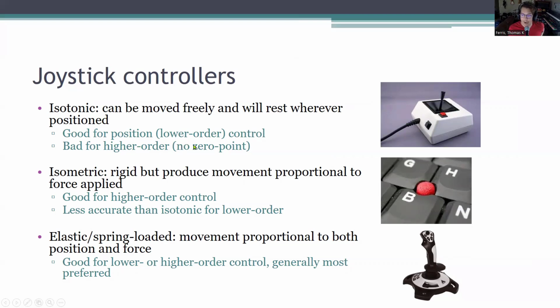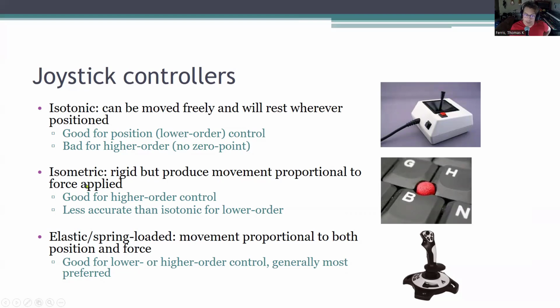Not great for a higher order sort of control. So if I was going to use this to control the amount of acceleration in my Mario Kart game, this would not be a very effective one, because I would have a very hard time getting a nice stable acceleration, or where I want to be. Okay, so that's an isotonic. So this has no force feedback, the force input isn't there. It's the position that matters.